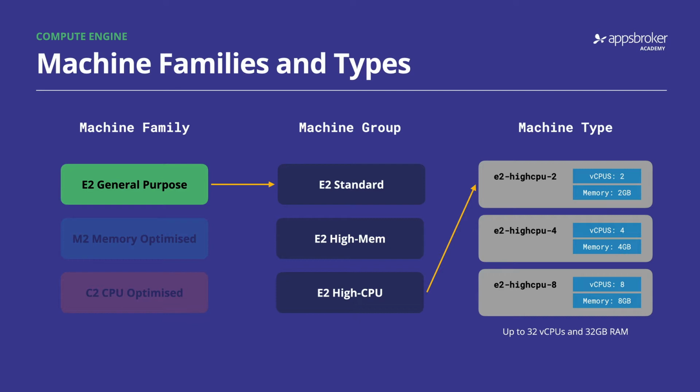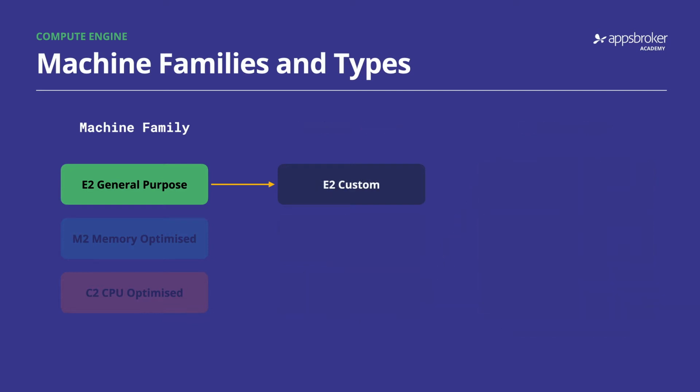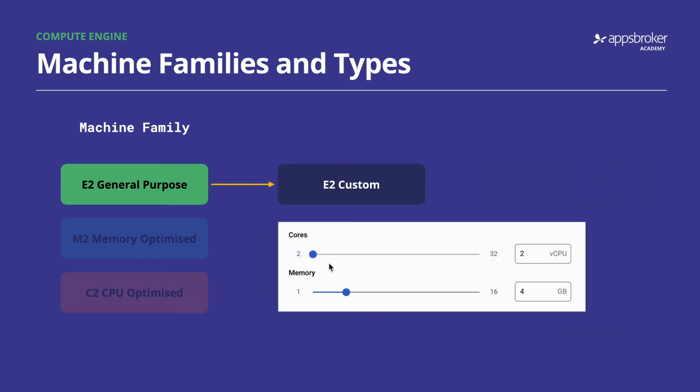Now this is just a small sampling of the number of machine types available. Some machine families offer up to 416 virtual CPUs and a huge 12 terabytes of memory per instance. But what if you can't find a machine type that precisely fits your requirements? In this case, you can simply use your own custom type when you create the instance, choosing exactly the amount of virtual CPU and RAM that you require.